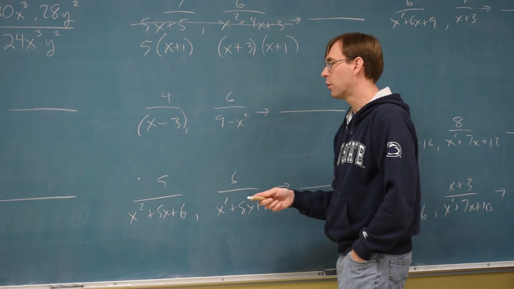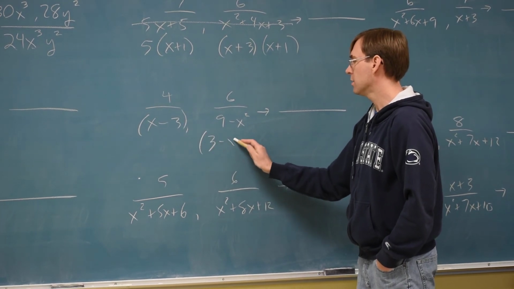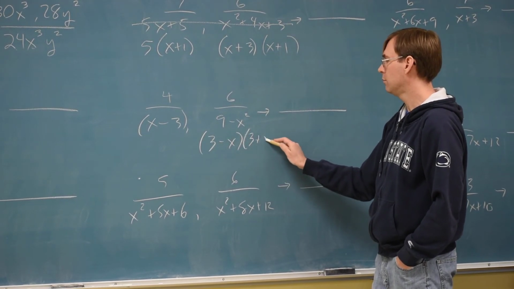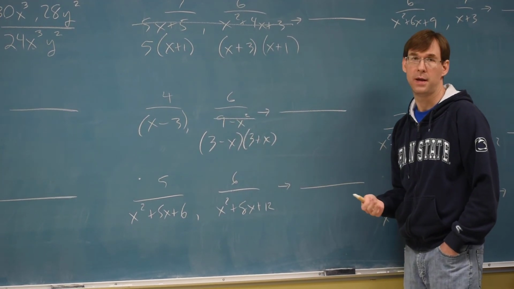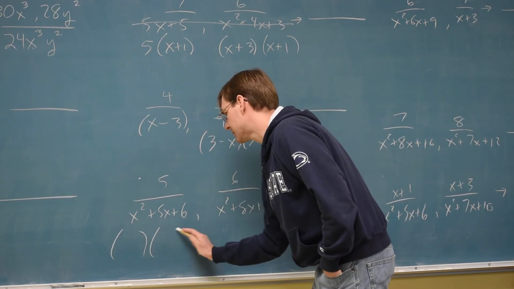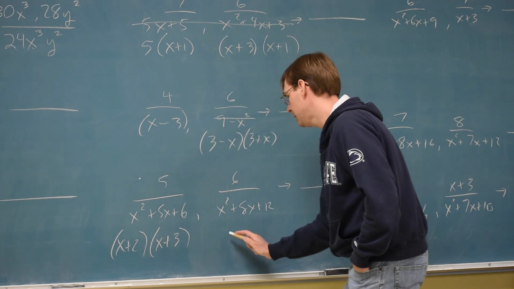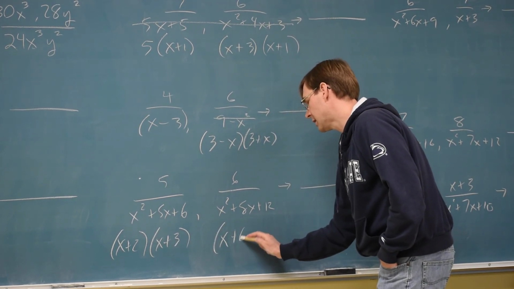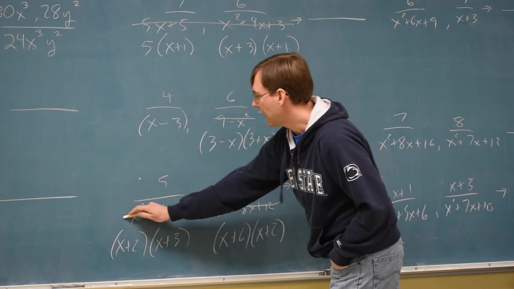If you like invisible parentheses, make them visible. This is a difference of squares. We've had that a number of times. If you're having trouble with factoring, email me and we'll work it out. This, x plus 2, x plus 3. For this, x plus 6, x plus 2. Out.